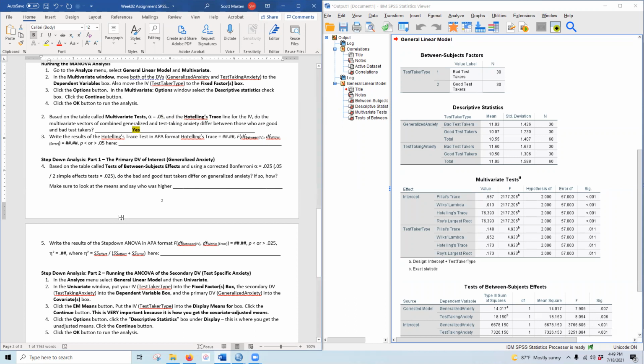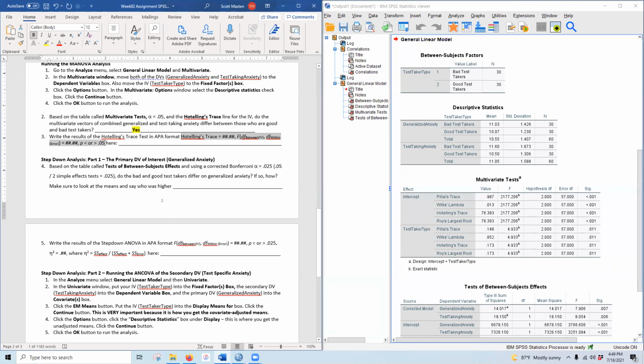So there are no means that you can look at to say how, by the way. There is no 3D mean or combined mean it shows you. That's why you have to keep going and do the follow-up step down tests. So write the results of Hotelling's trace, use this format.